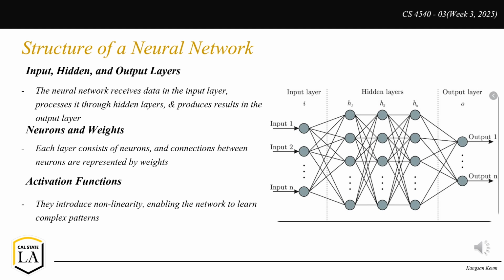If we didn't have activation functions, neural networks would behave like simple linear regression models, unable to handle more intricate patterns. Understanding this structure is crucial because backpropagation works by modifying these weights and biases to reduce errors, ensuring that the network makes better predictions over time.